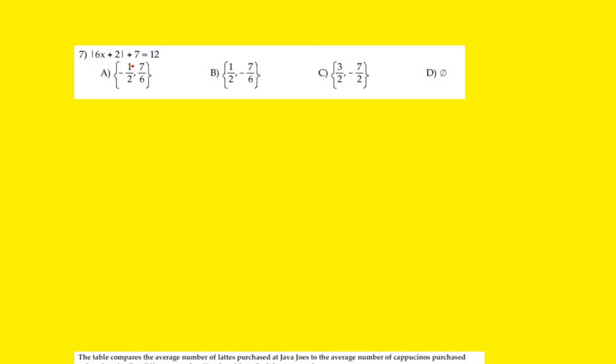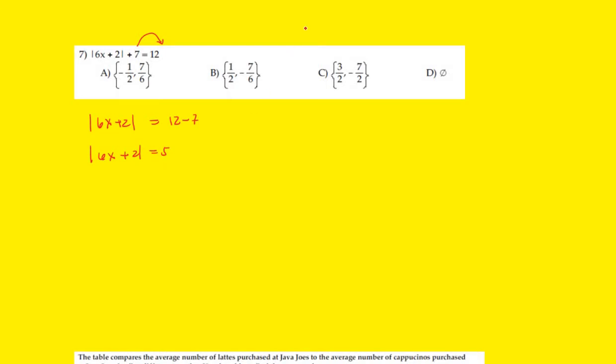Now, we're going to do the same thing with absolute value. The first thing we're going to do is send 7 to the other side. When we send 7 to the other side, we get absolute value 6x plus 2 is equal to 12 minus 7. Right? Absolute value 6x plus 2 is equal to 5. Okay, it's positive, so it passed the smell test. We know it's going to work, so we have to keep going.